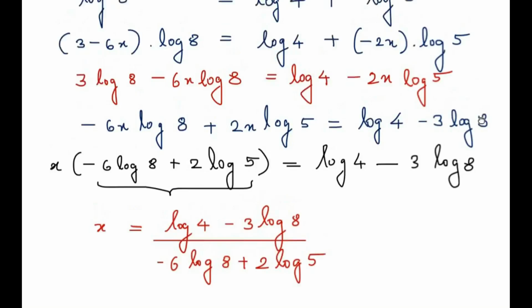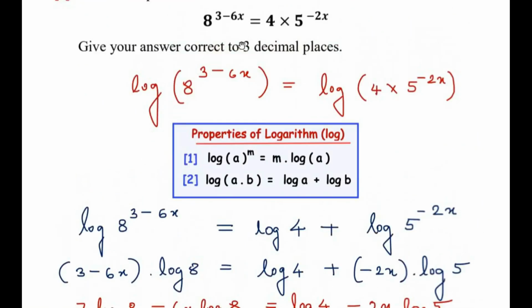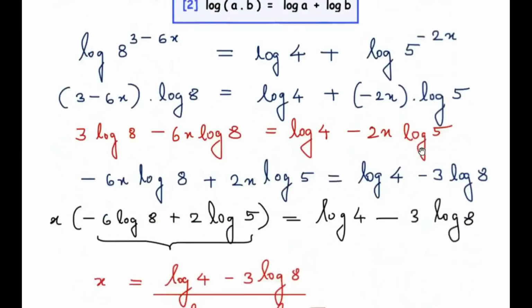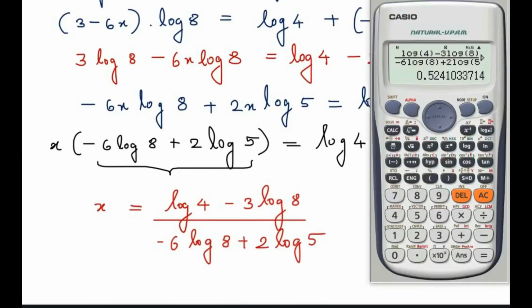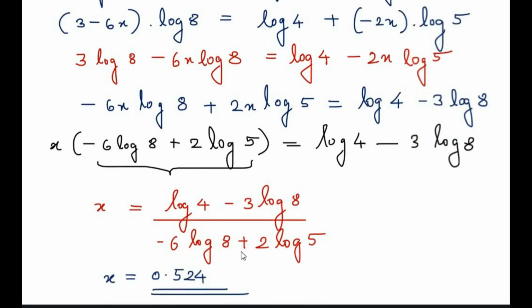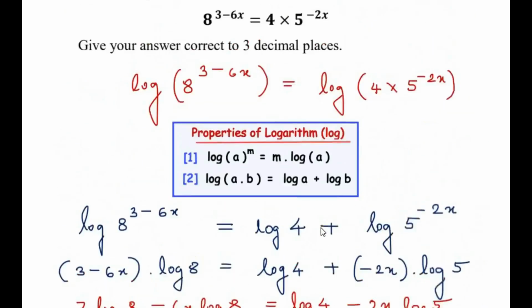Now here in the question they have asked us to get the answer to 3 decimal places. So let us put this in the calculator and check. So this will give us the value as 0.5241 and we have to get it to 3 decimal places. So here we are going to round it as 0.524. So let me write here. So this is the value of x for this given equation.